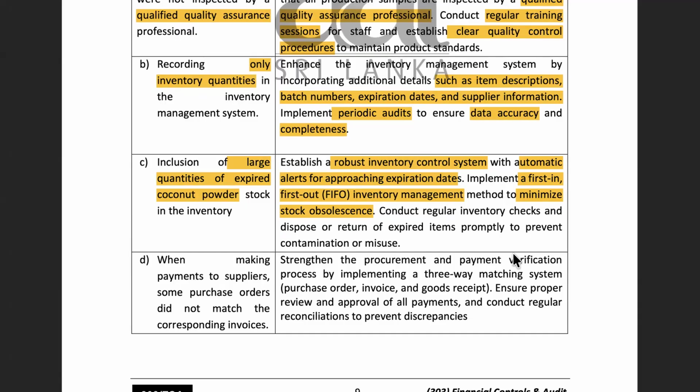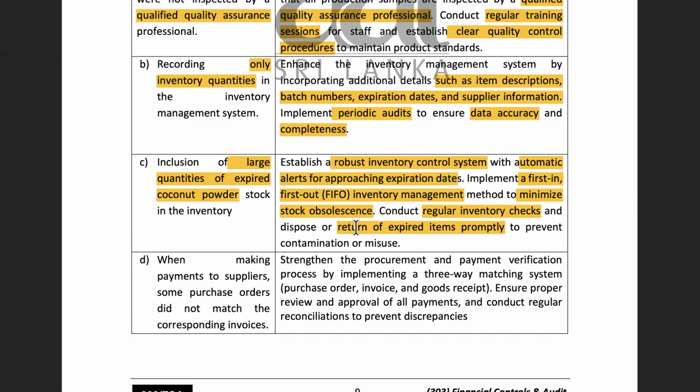So let's say you have inventory from January, you have to issue that January stock even if you are in November right now. So you are not going to have expired items. As well as conduct regular inventory checks and dispose of or return the expired items promptly to prevent contamination or misuse. So you have to identify the actual weakness and suggest some worthy control.